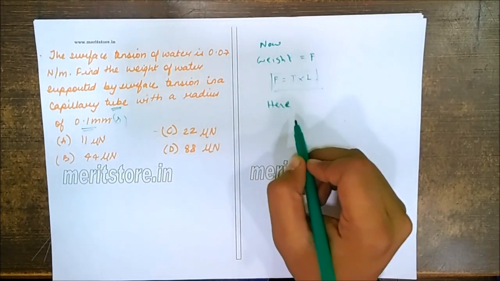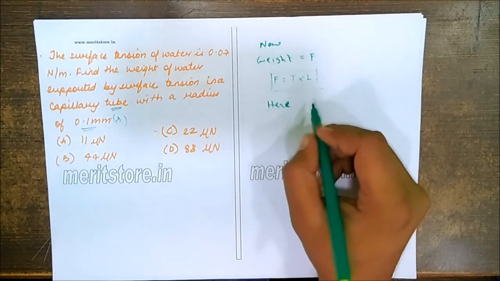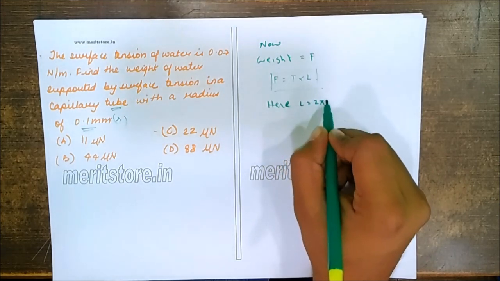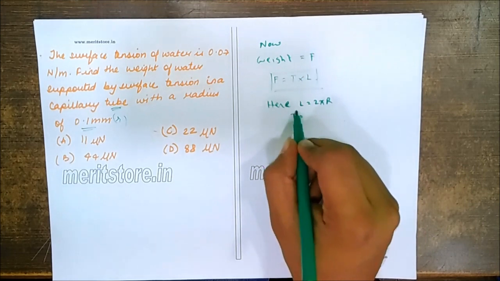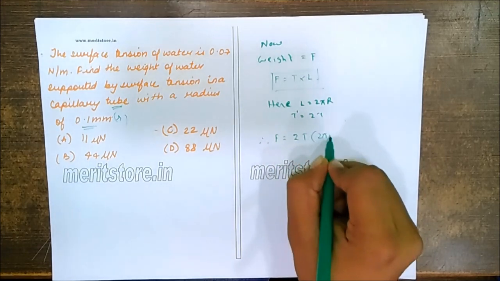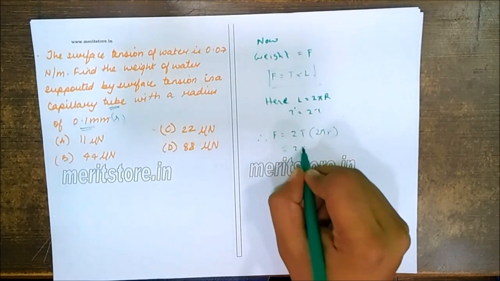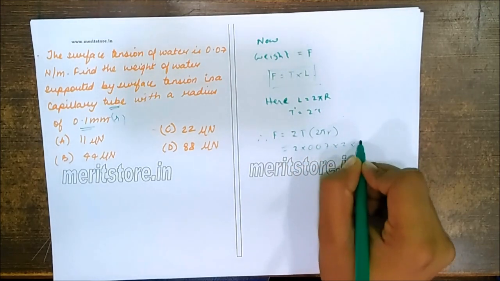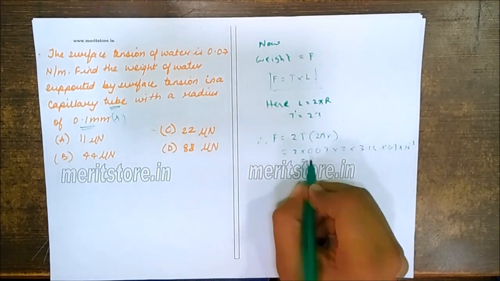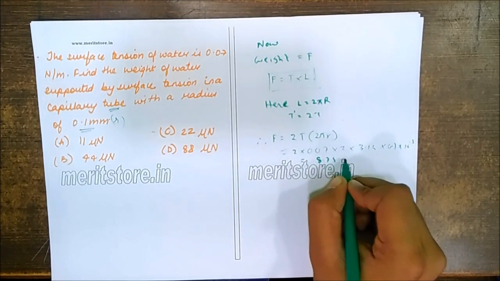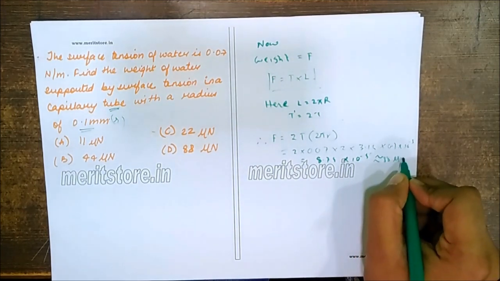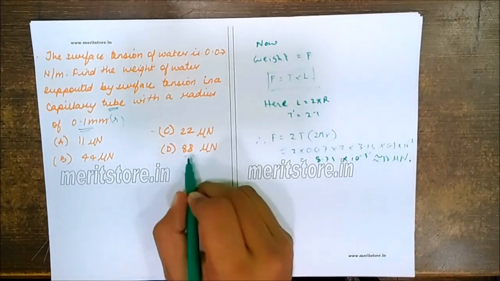So, surface tension will be on both the sides, that is on all the circumference. So therefore, length is equal to 2 pi r and surface tension will be 2t. Therefore, F is equal to 2t into 2 pi r, that is equal to 2 into 0.07 into 2 into 3.14 into 0.1 into 10 raised to minus 3. So that is almost 8.79 into 10 raised to minus 5, which is 88 micro Newton. Option D.